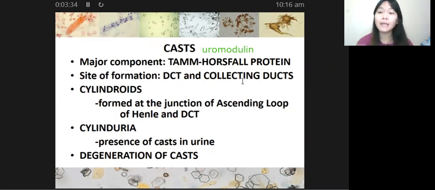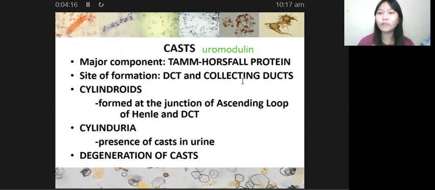Ibig pong sabihin, bago ka magkaroon ng iba't ibang casts, dapat magpre-precipitate muna, mag-gelate muna yung ating uromodulin or Tamm-Horsfall protein. And since yun yung unang step na dapat na mangyari, if you are going to look at the major component that is found in your casts, regardless of what type it is, ang major component po niyan ay uromodulin or Tamm-Horsfall protein.